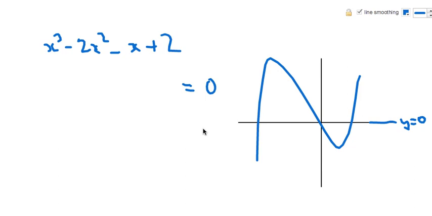The goal of it is to find out where the cubic crosses the x-axis. So, what we're trying to find is where it crosses the axis here. And it could be three different places, it could be only one. It depends on the cubic.